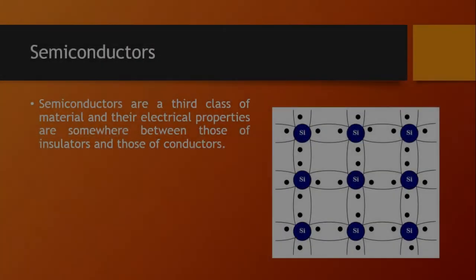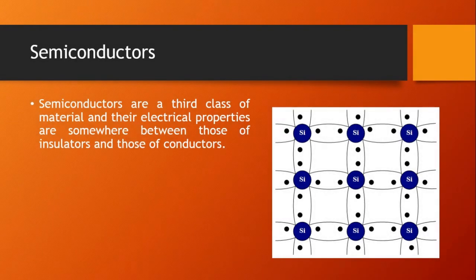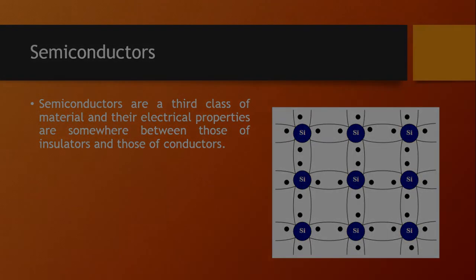Semiconductors are a third class of material, and their electrical properties are somewhere between those of insulators and those of conductors. Silicon and germanium are well-known examples of semiconductors commonly used in the fabrication of a variety of electronic devices, such as transistors and light-emitting diodes. The electrical properties of semiconductors can be changed over many orders of magnitude by the addition of controlled amounts of certain atoms to the material.